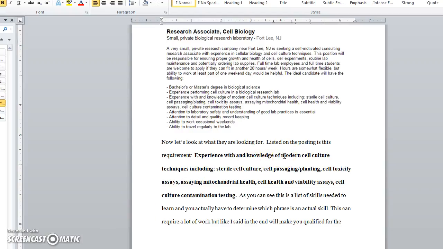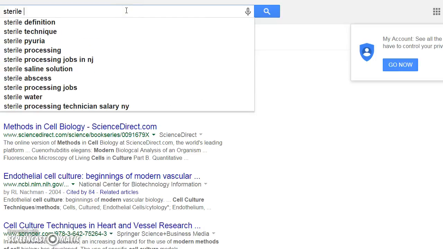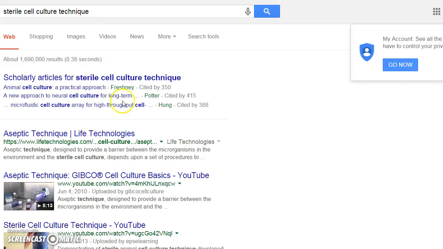So now if you get asked about that, you can explain what it is, and then they might want to go a little more in depth during the interview. For instance, a specific technique used in modern cell culture. Then you might want to look up the skill sterile cell culture. See, sterile cell culture technique. So now you search that up.